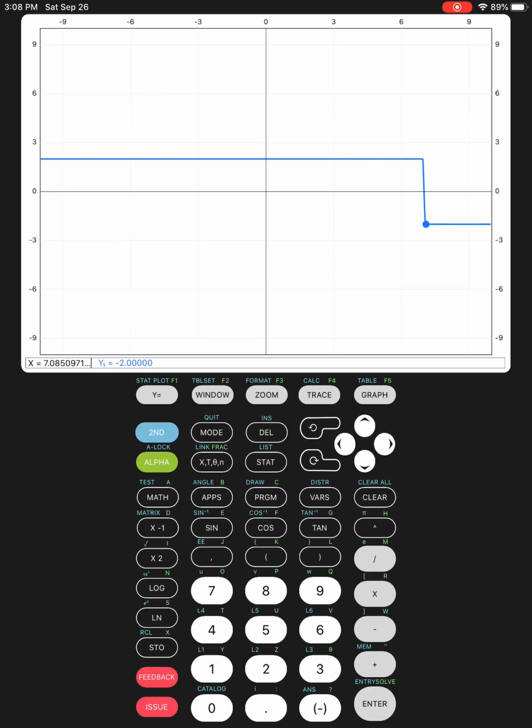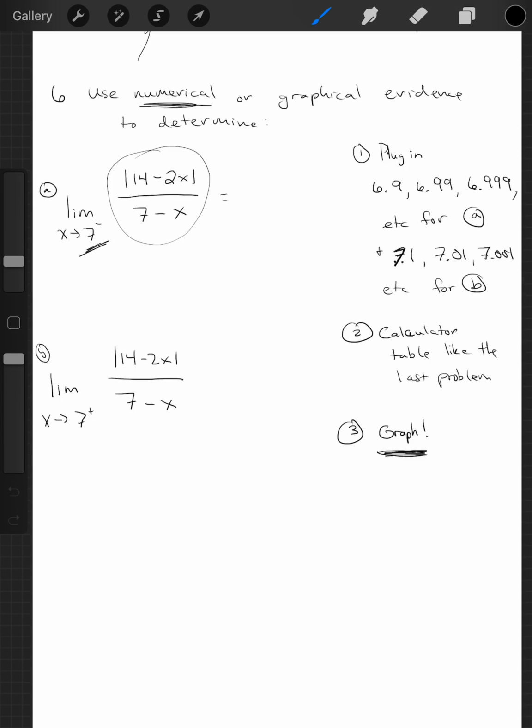Less than 7, we're at +2, more than 7, we're at -2, and we're always going to be one of those two numbers. But as we saw on those tables, the limit as x approaches 7 from the left, when we're less than 7, was 2. And the limit as x approaches 7 from the right, when we were more than 7, is -2. And that's what we have for all of our problems.